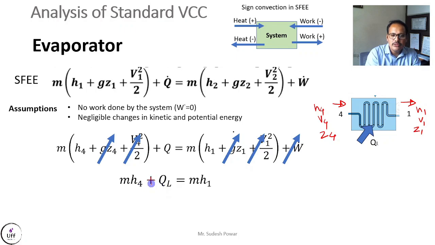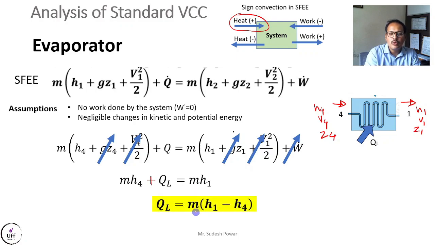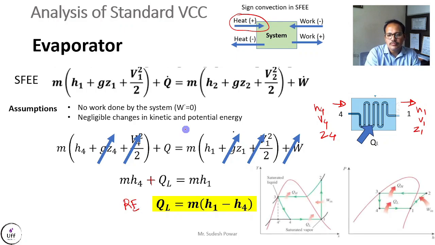See, here we are using the plus sign because heat is given to the system, and that is considered as positive. So mH4 plus QL, that is equal to m into H1. So if I rearrange this, I am getting QL equal to m into (H1 minus H4). Remember, this is nothing but refrigerating effect. So if I see the same thing on PH and TS diagram, then this red arrow color indicates the process that happens in the evaporator.